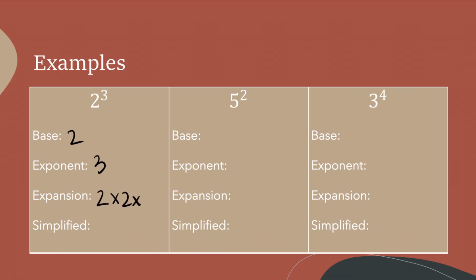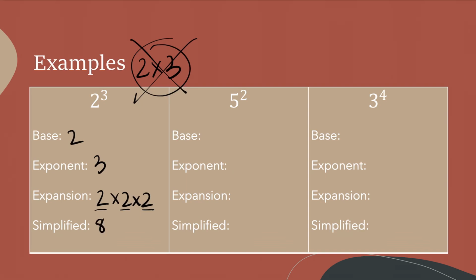Not 2 times 3. That's a really common mistake that I've seen a lot of students do. It's super tempting to want to do 2 times 3, but it's not. It's an exponent, and so only the base is going to be written when you write the expansion. It'll be 2 times 2 times 2. You actually never even see the number 3. So simplified, this would be 8 because you would multiply it out.